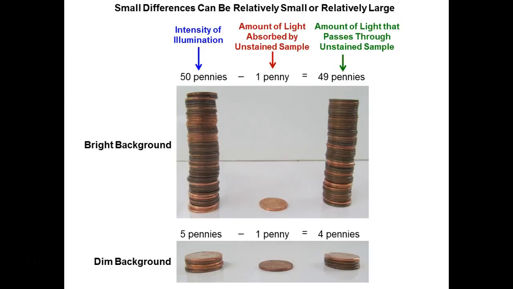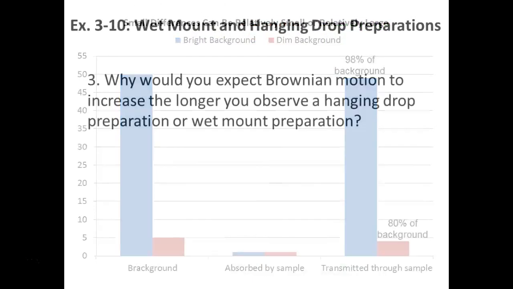But we want that type of condition, right? We want that dim light. We want those subtle differences to be accentuated because we don't have the stain to help us out, right? Make sense? All right.